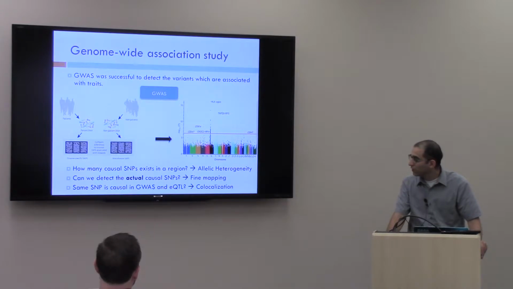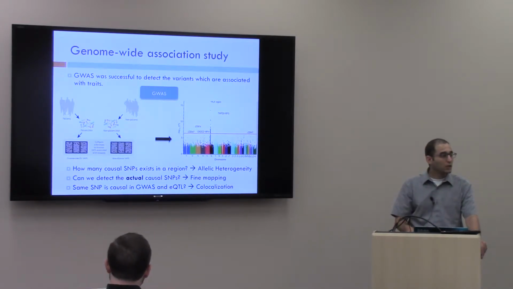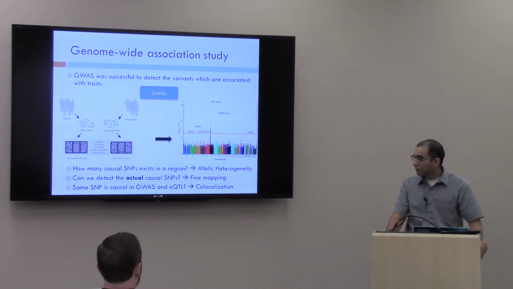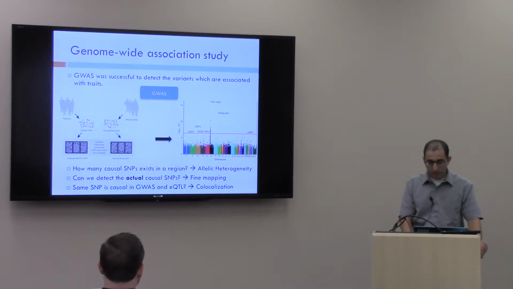And the last question is, can a SNP be causal in two different studies, for example, in an eQTL and a GWAS? This is usually referred to as colocalization. Now, why am I mentioning these three problems? Actually, they are very similar to each other. If you can compute the probability that a variant is causal, then you can solve all these problems.